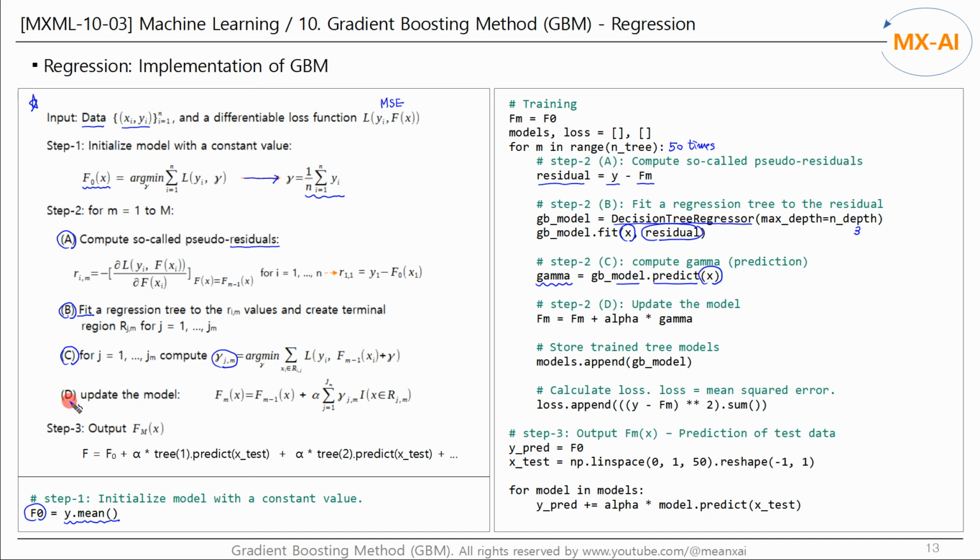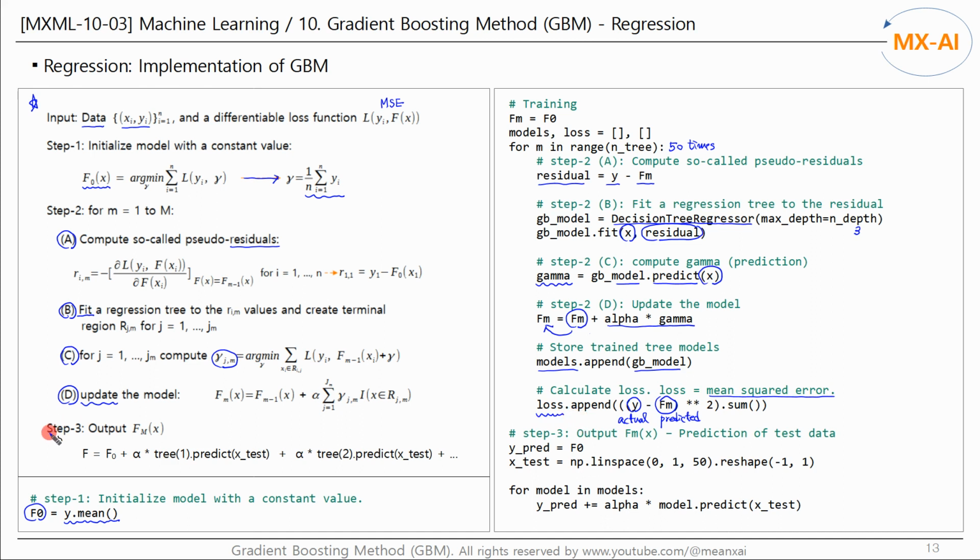Step D updates the predicted y values with new ones. We update the prediction FM from the previous round with the new prediction, using the learning rate and the gamma. And save this model in the models list. Calculate the loss function, mean squared error, using the actual and predicted y values. This is for reference only and to monitor how well the training is progressing.